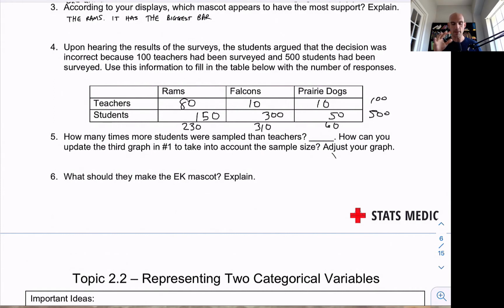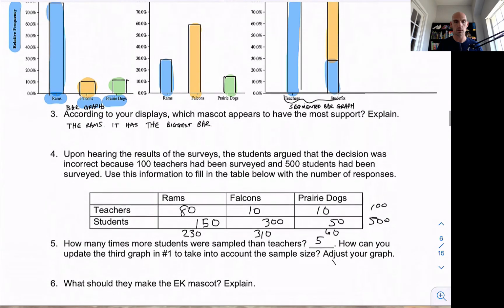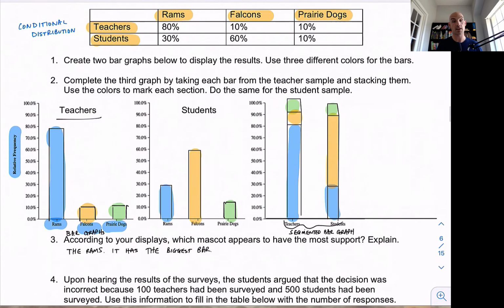What we need to do is ask how many times greater were the students sampled than teachers? There were 5 times more students sampled than teachers. So how do we upgrade the third graph in number 1 to take into account the sample size? Here's what I'm going to do. Because it was based on percents, I am going to replicate this single bar 5 times.